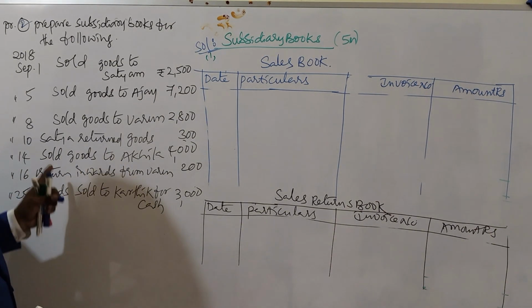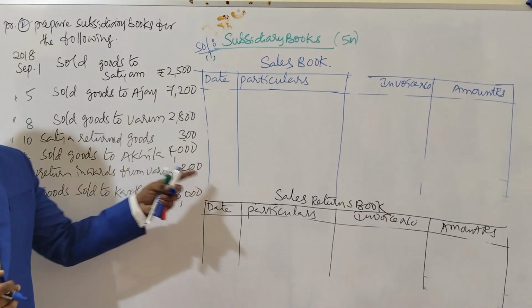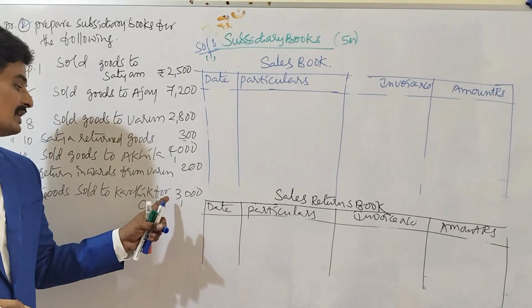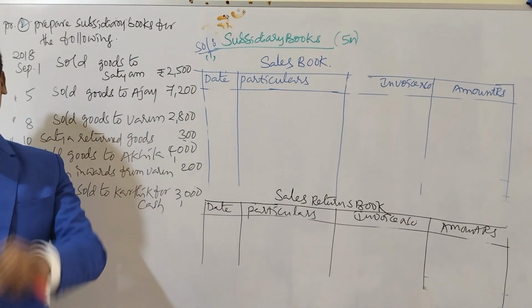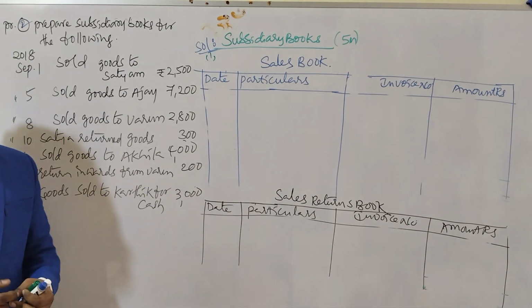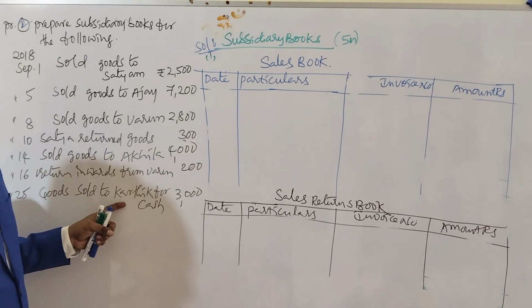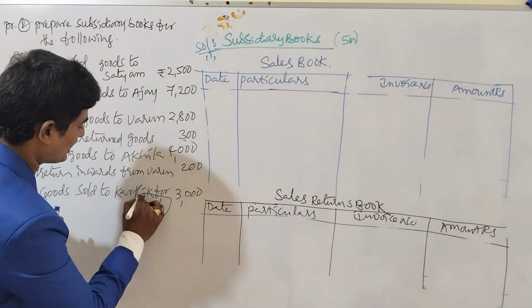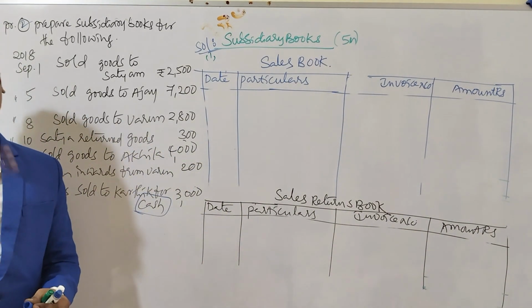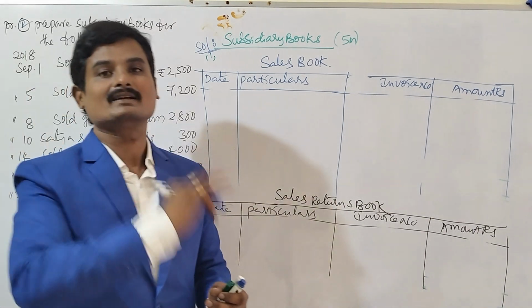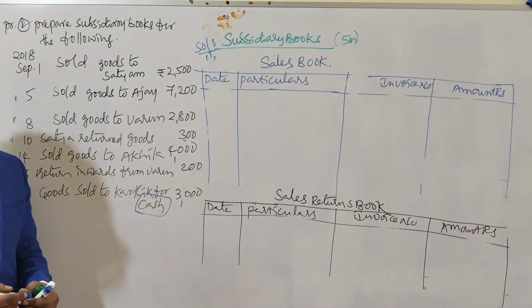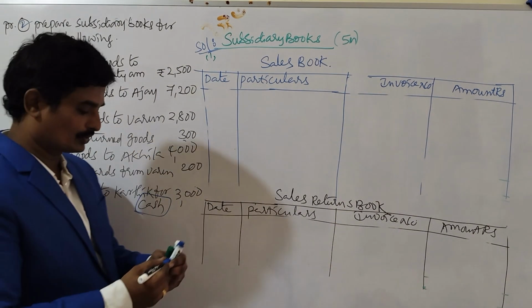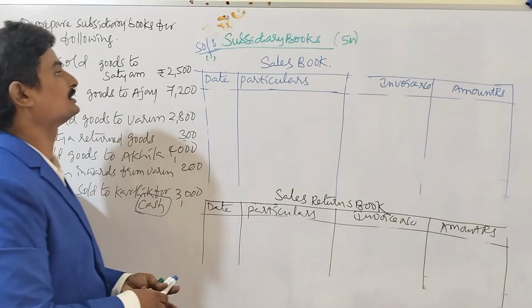On 16th September return inwards from Varun 200. On 25th September goods sold to Hartik for cash rupees 300. Why am I stressing here? For cash itself. Let us remind our principles. We don't record cash transactions in subsidiary books, so there is no need to record it in our books. Okay, so let us go for the solution.